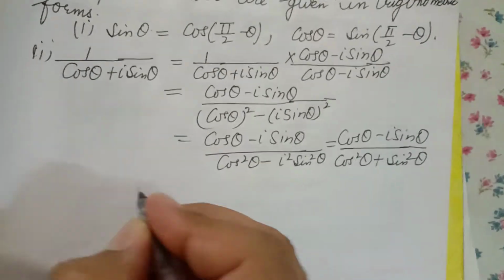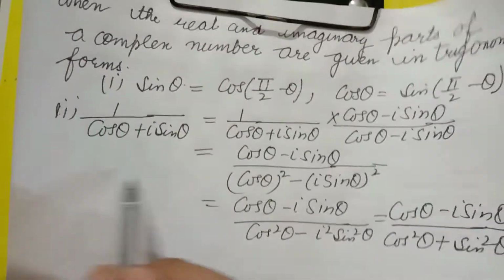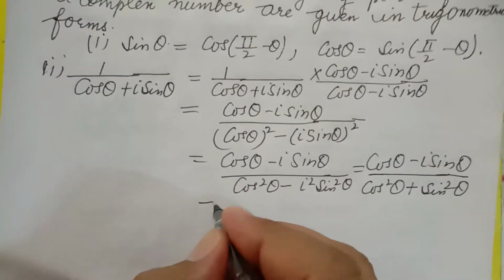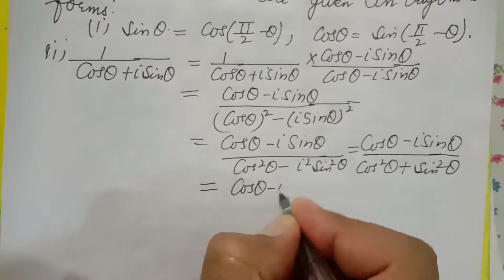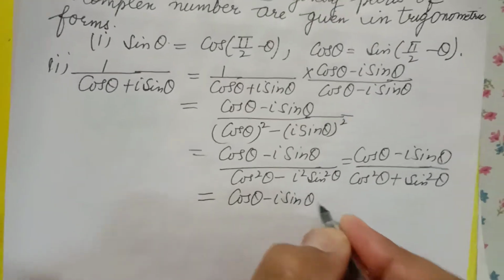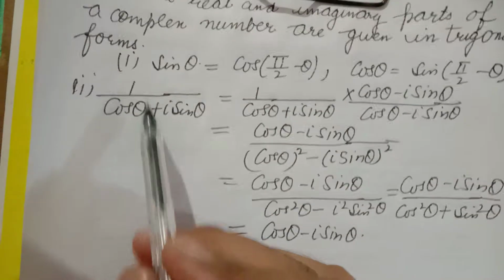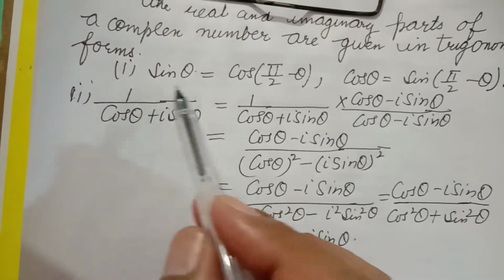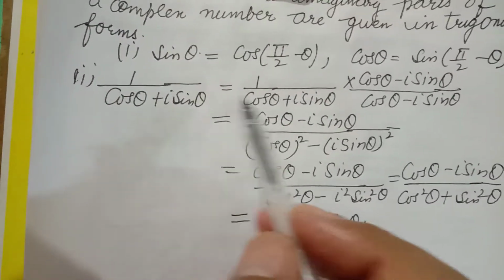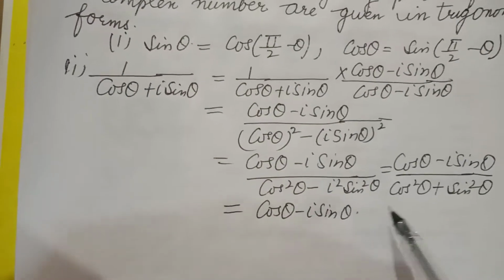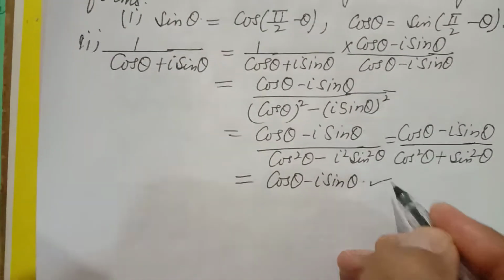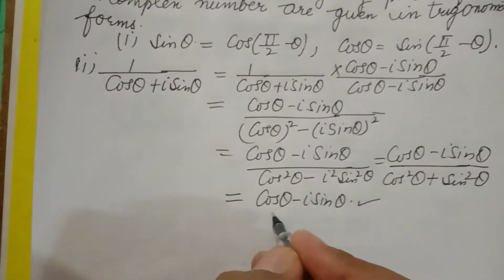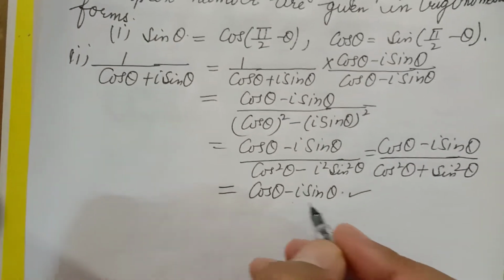So this expression is coming, and this whole complex number will be changed into another form, that is cos theta minus iota sine theta. So in this expression, if the complex number is given as 1 upon a trigonometric form, then we do the rationalizing. After rationalizing, we will get the simplified form of z. So z will be changed into cos theta minus iota sine theta.